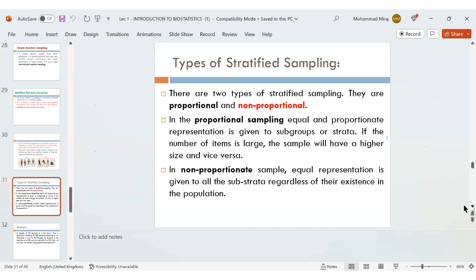So in the proportional sampling, equal and proportionate representation is given to the subgroups of the strata. If the number of items is large, then the strata can be further divided into higher size and vice versa. And in non-proportionate sampling, true representation is given to all the substrata regardless of their existence. So if the number is less, you can represent almost everyone who is trying to represent from the population regardless of their existence. So these are the different categories.